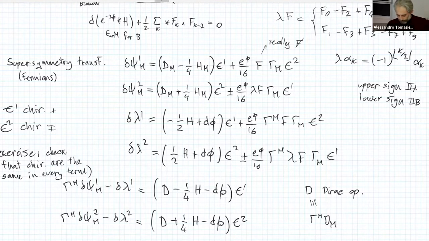It's important to also notice that the Ramond-Ramond terms change this index, this label of the supersymmetry parameters. They mix one with two. You see, in delta psi 1, F acting on epsilon 2 appears, and vice versa, in both the dilatino and the gravitino. This will be important later.